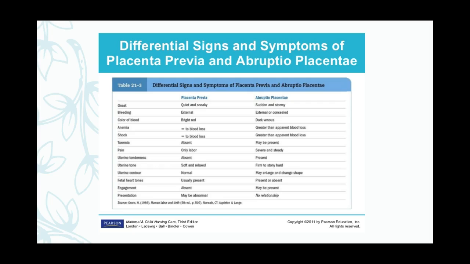They do not have pain, only when they go into labor. They do not have any uterine tenderness, and their uterine tone is nice and soft and relaxed. So when we palpate their belly, it is nice and soft. The uterine contour is very normal. Fetal heart tones are usually present.